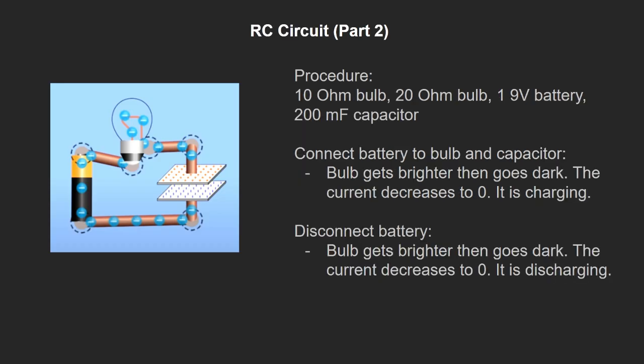Now for part 2 of the experiment, it's about an RC circuit. We have a 10 ohm bulb, a 20 ohm bulb, a 9 volt battery, and a 200 millifarad capacitor. We connected a battery to the bulb and capacitor. The bulb gets brighter, then goes dark, and the current decreases to 0, which means it's charging. If you disconnect the battery, the bulb gets brighter and dark again, and the current decreases to 0, which means it's discharging.